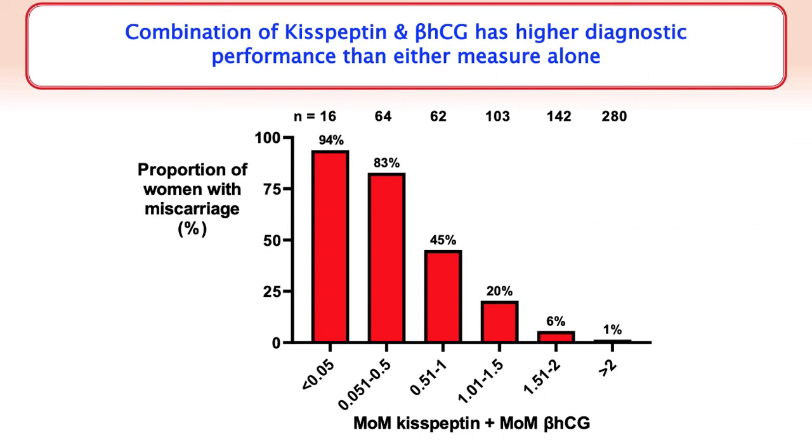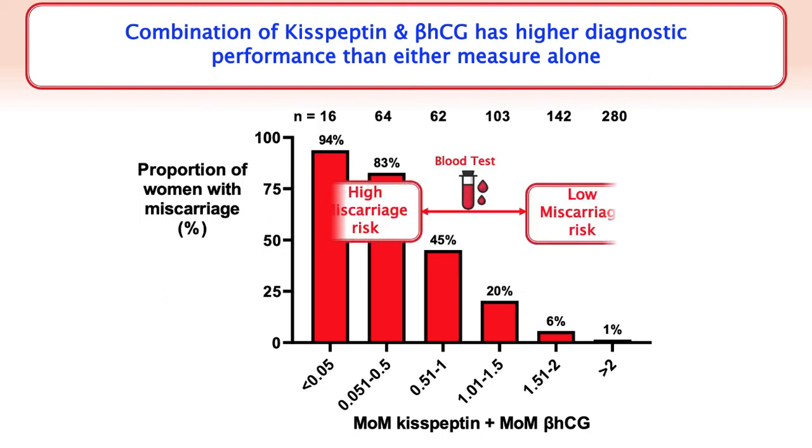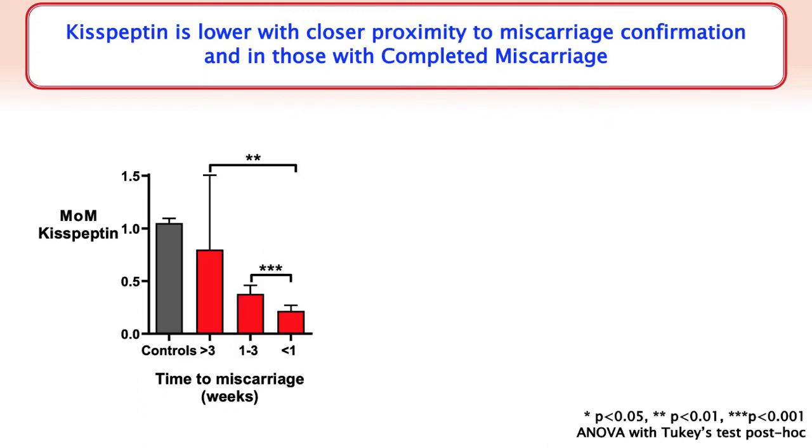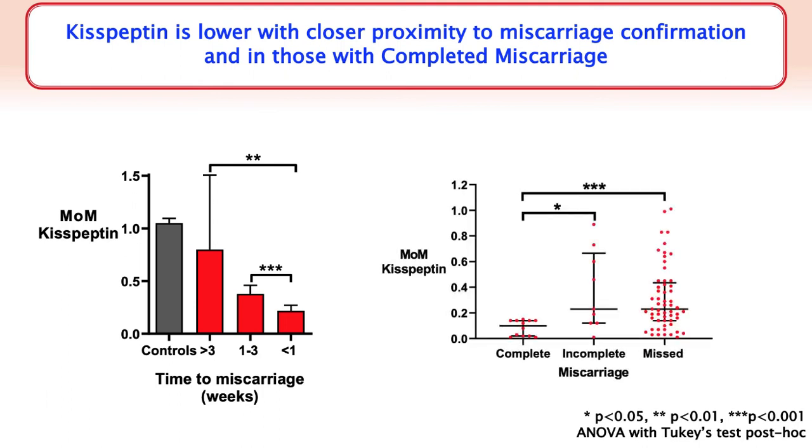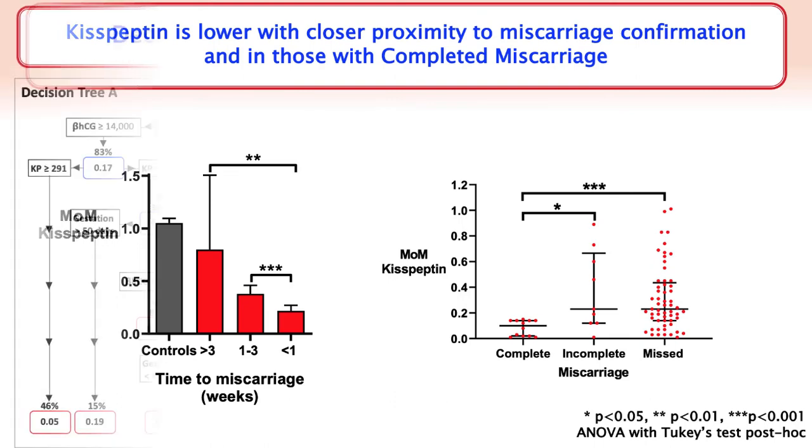Indeed, a single measure of these two markers could widely disperse the risk of miscarriage, such that an above average level of kisspeptin and beta-HCG was reassuring, with only 1% of women having miscarriage, as opposed to 94% of those with lowest values. Further, kisspeptin levels were even lower with closer proximity to the time of miscarriage confirmation, and in women with complete miscarriage than those with incomplete or missed miscarriage.